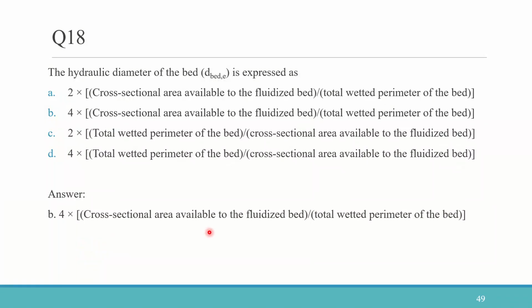4 into cross-sectional area available to the fluidized bed divided by total wetted perimeter of the bed. That is the formula to calculate the hydraulic diameter of the bed. So when do we use this? We use this when there are several internals available inside the fluidized bed, internals like, for heat transfer, we can place some internal rods. In those cases we need the hydraulic diameter of the bed for calculation purposes, and therefore we use this formula of 4 into cross-sectional area available to the fluidized bed divided by total wetted perimeter of the bed.